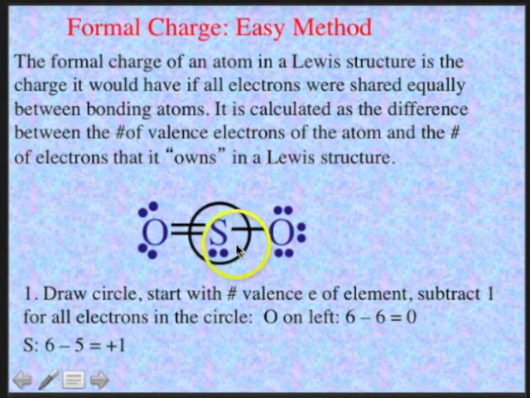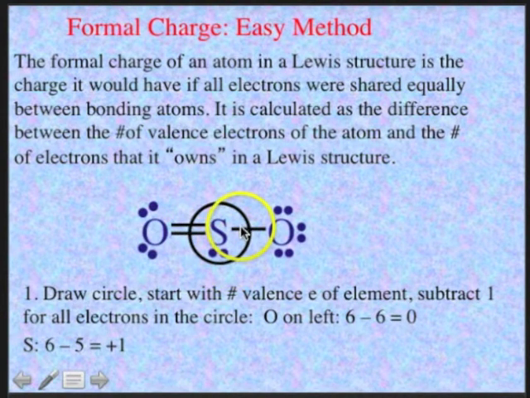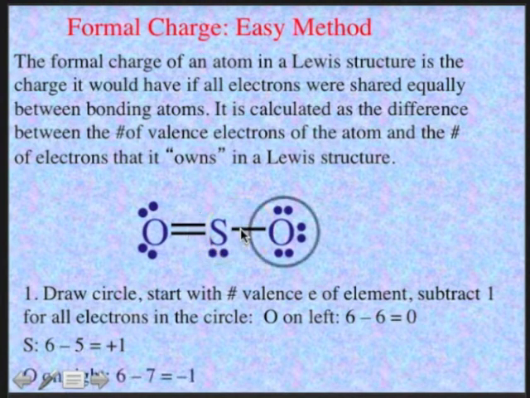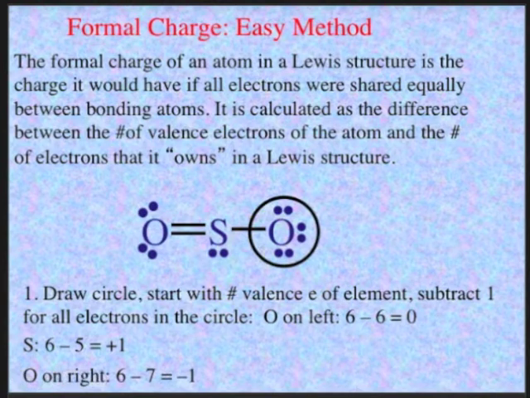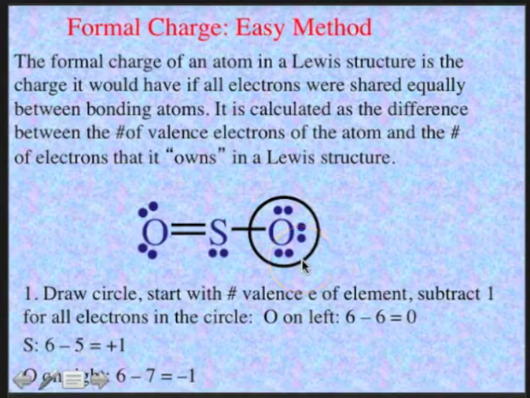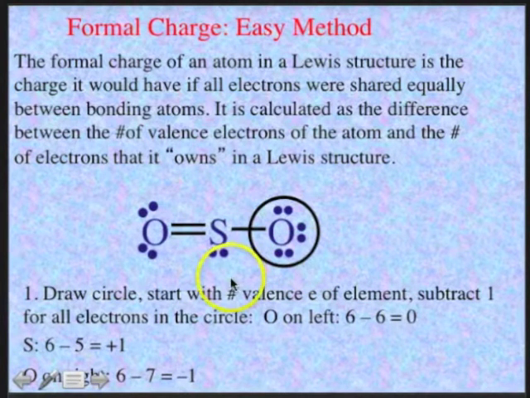Formal charge in this oxygen is 0. Okay, let's do this sulfur. Valence number 6, 5, 4, 3, 2, 1. Formal charge is +1. How about this oxygen? Start with 6. And then 5, 4, 3, 2, 1, 0, -1. So that's a much quicker way to calculate your formal charge.